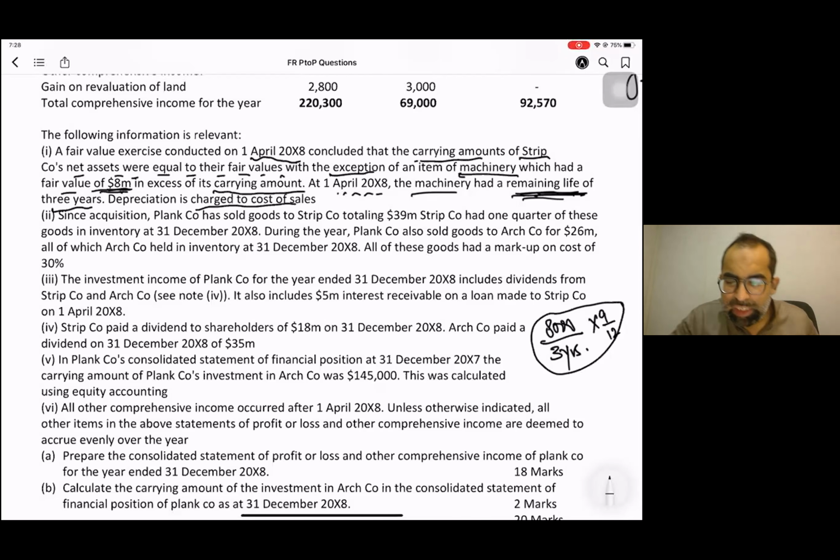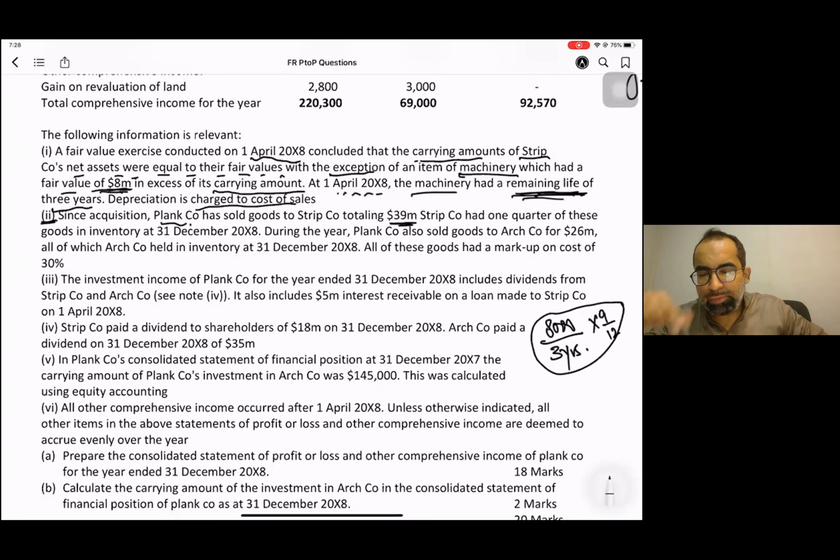Okay. Now, second: you have P to S and P to A sale. Again, this is routine marks. This is a very latest past paper, go and check on the net, I think it's 2020 or latest 2019 paper. Since acquisition, Plank company has sold goods to Strip company totaling 39 million.